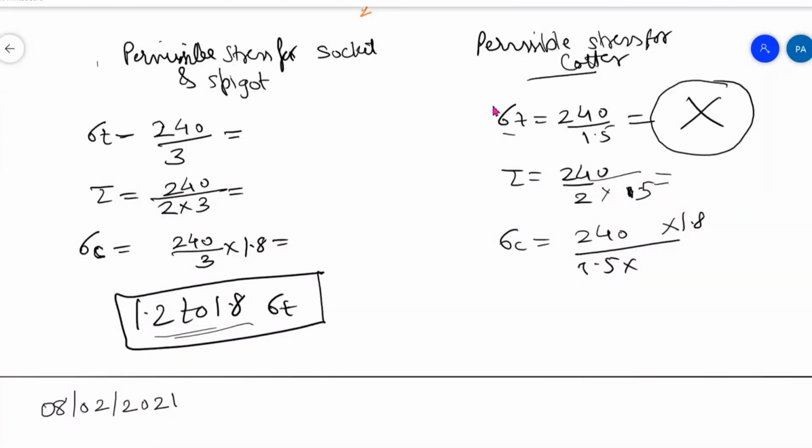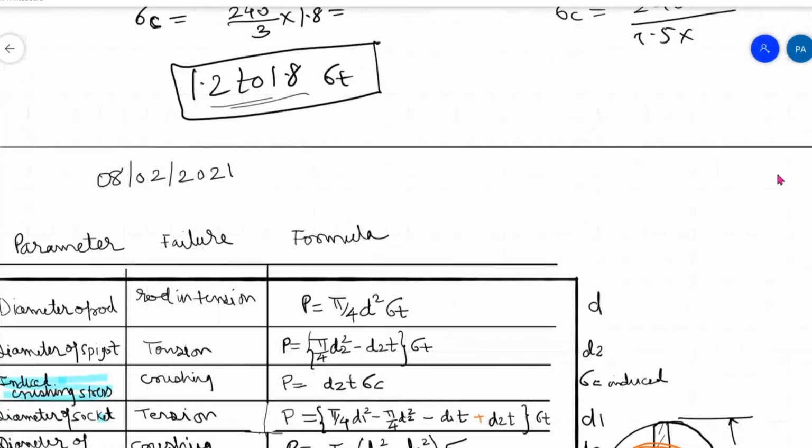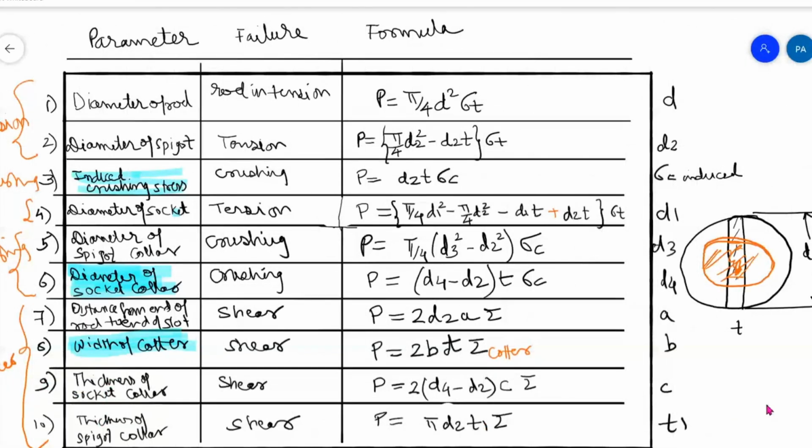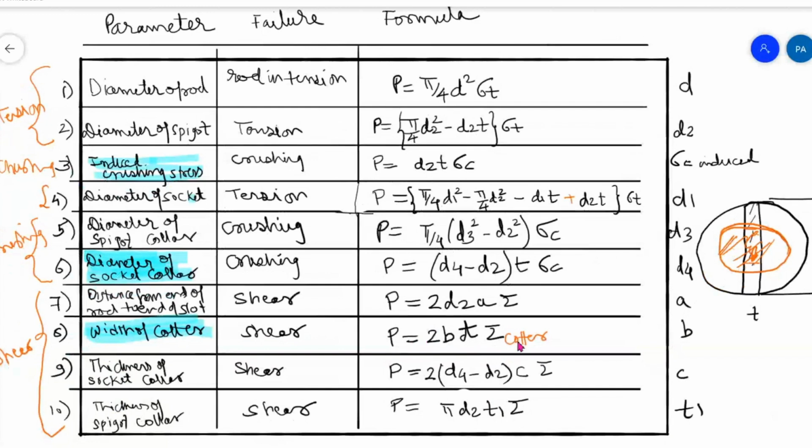We will not use this value of sigma t in any case because Cotter is not going to fail in any case. Then we have this value of tau for Cotter, and where will we use this value? Tau for Cotter will be used only in one place, where the Cotter fails in shear. In other shear failures, we will see the formula here, this 7th number formula. It is d2 into a into tau.